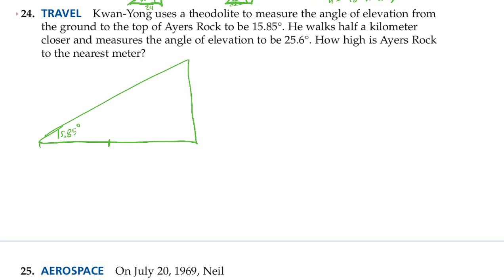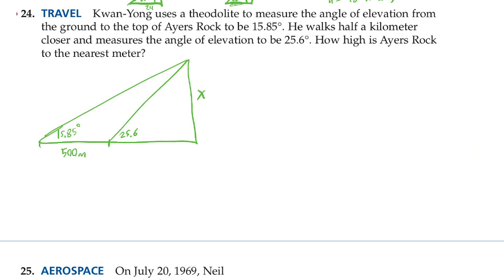Then he walks closer. So this distance here is half a kilometer. So let's just say 500 meters. That's a half a kilometer. And now the angle of elevation is 25.6. How high is this?